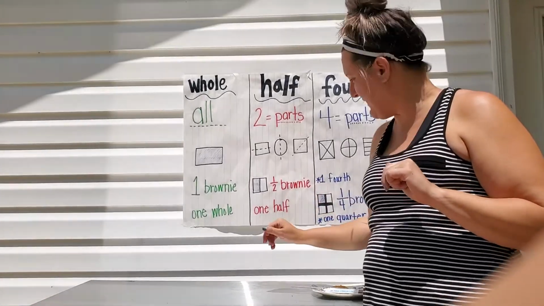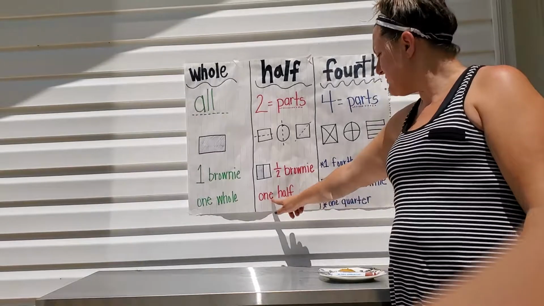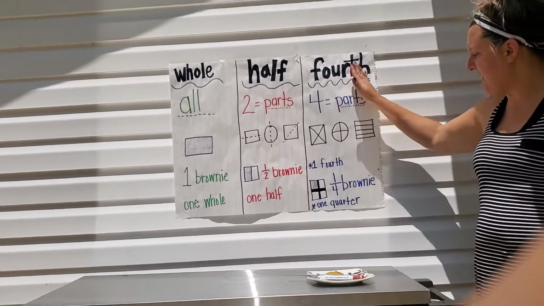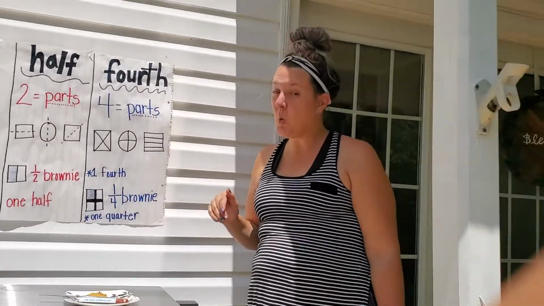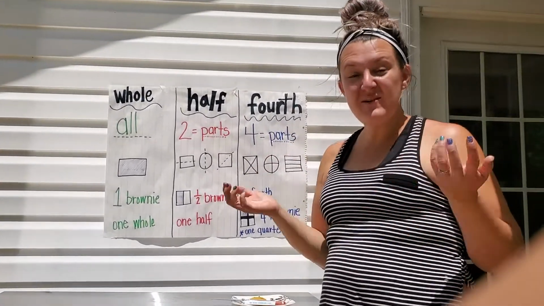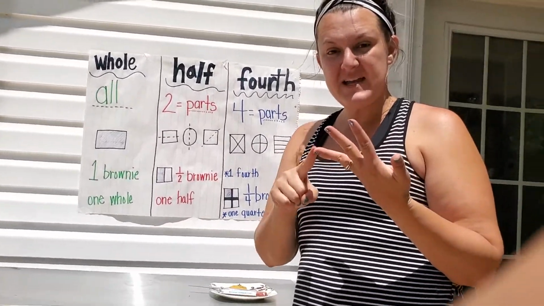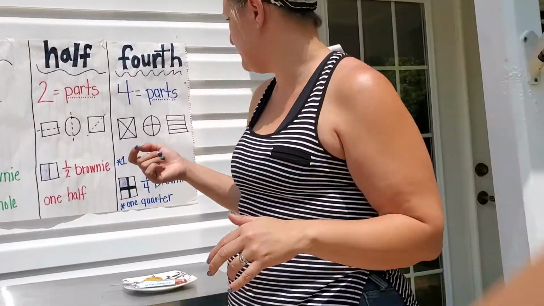Or I wrote up here half a brownie. Either way, you might want a brownie for your birthday. So that's one half. And then if we have fourths, we also could say quarters. So we could have fourths, and that's 4 parts. And then we get to share our birthday cake with even more people. So we could share it with Mom, Dad, and maybe our brother.